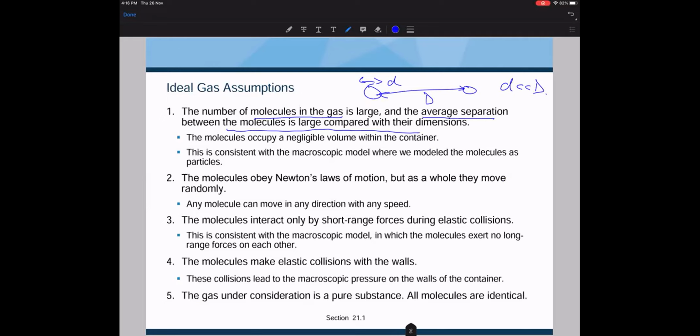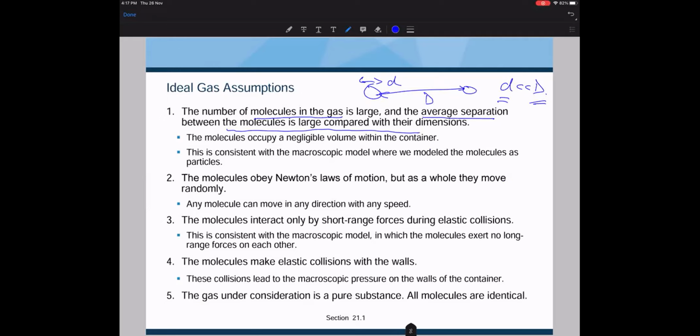And that seems correct because we know that gas is so compressible, which means that there must be a lot of empty volume in between them. So we could compress them easily. That means the large D must be much greater than the diameter of the molecules.